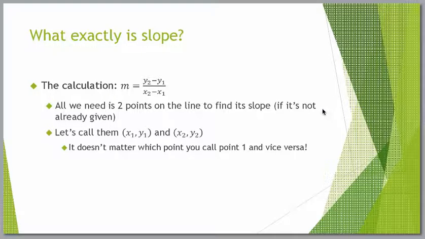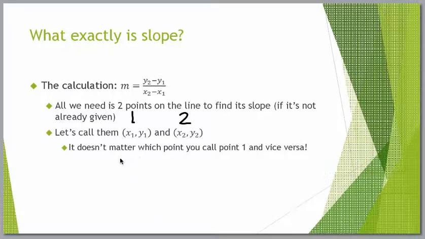Unless it's already given to us, then we shouldn't do that because it's just making us do too much work, right? So let's call those 2 points x1, y1, and x2, y2. Again, we're just using the subscripts to keep us in line. The 1s help us know that this is point 1, whatever it is, and the subscripts of 2 help us know that this is point 2, whatever it is.